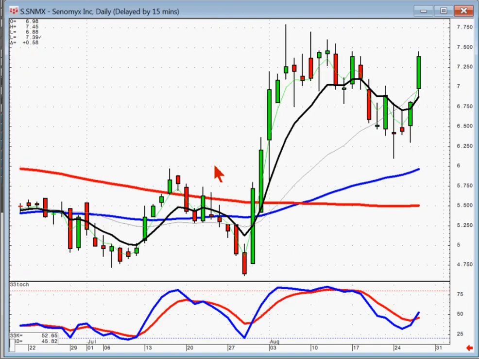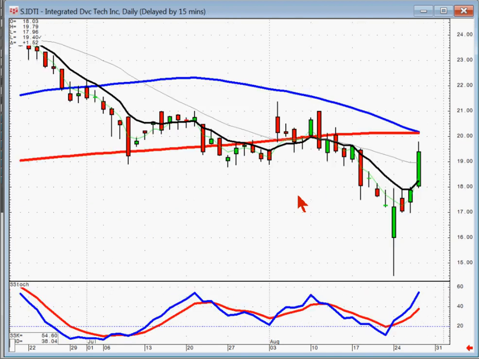SNMX, nice J-hook pattern. J-hook patterns want a strong move, a pullback, and then the next move is going to be the same magnitude as this move right here. So you can pretty well calculate what your upside potential is. And if it's on a major stock, it gives you a good opportunity to put spreads on that will work very effectively.